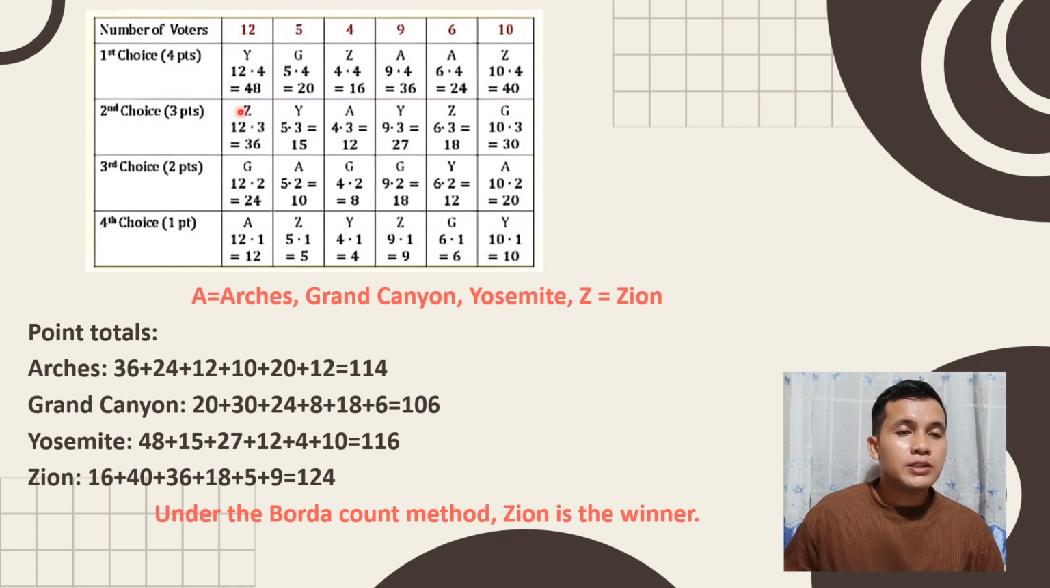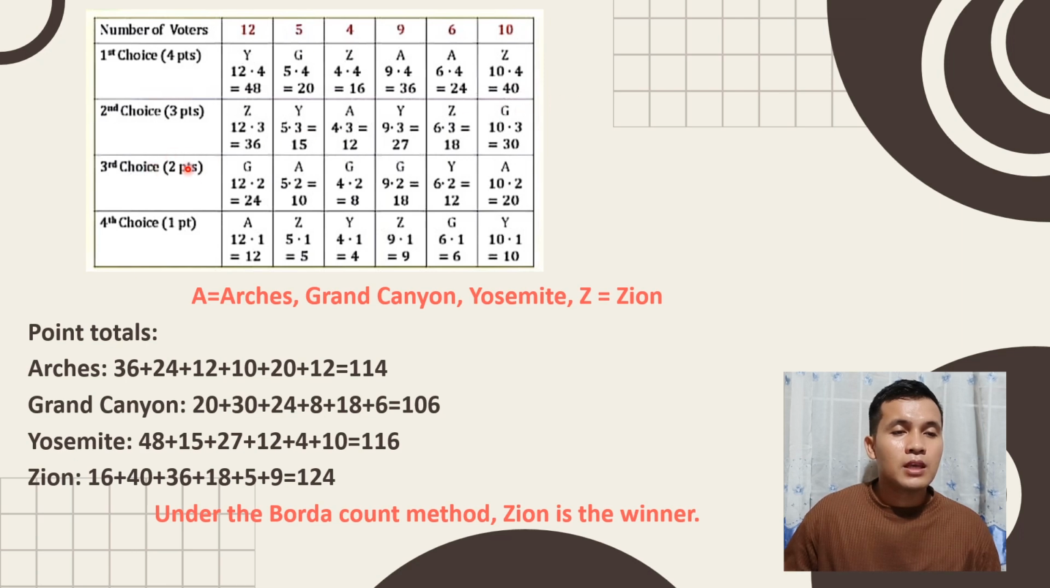So for the first choice we have Yosemite, which has 12 voters, so multiplied by 4 equals 48. For the Grand Canyon, there are 5 times 4 equals 20, and for the Zion, there are 4 times 4 equals 16, and for the Arches, there are 9 times 4 equals 36. Arches again, there are 6 times 4 equals 24, and the last one, Zion, 10 times 4 equals 40.